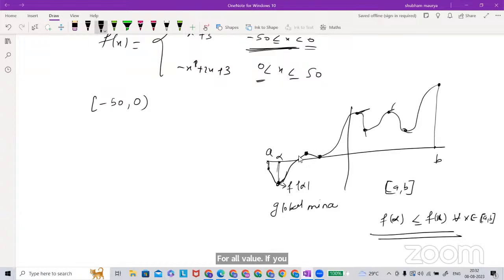Sir, your voice is breaking. The minimum value in this interval for this function, and suppose here the function value is attained. So that is the definition.